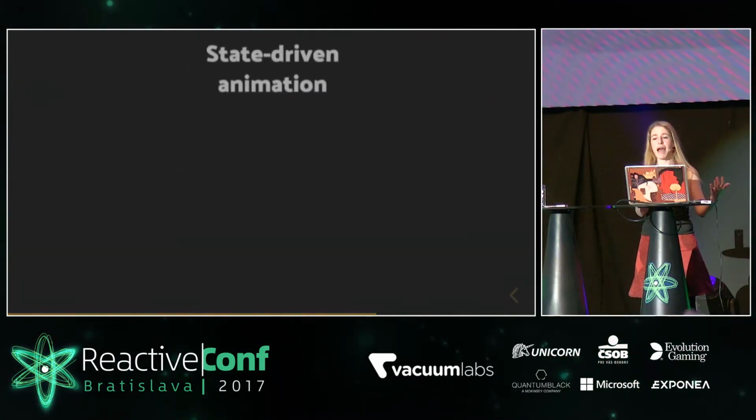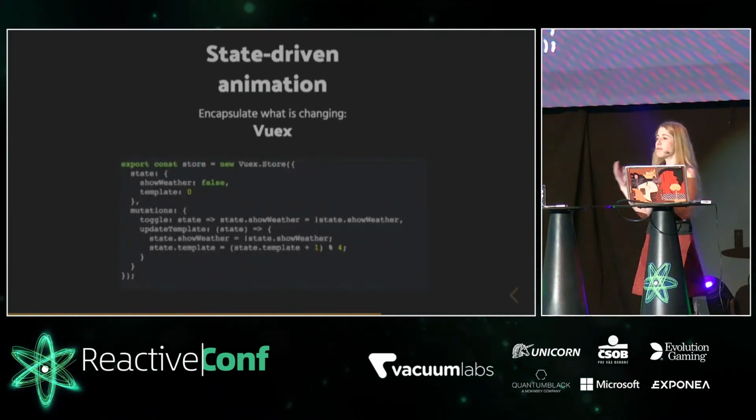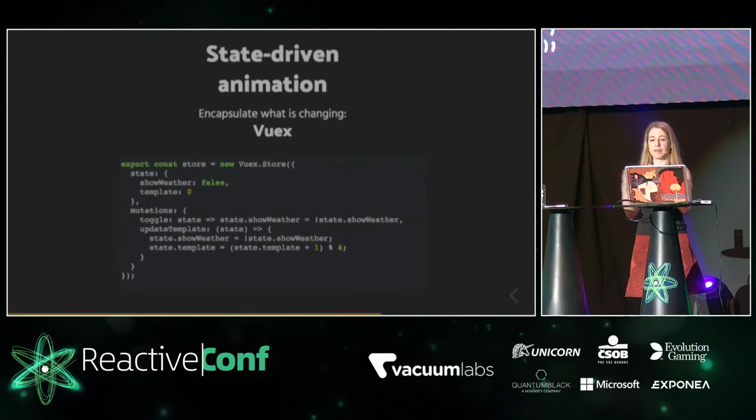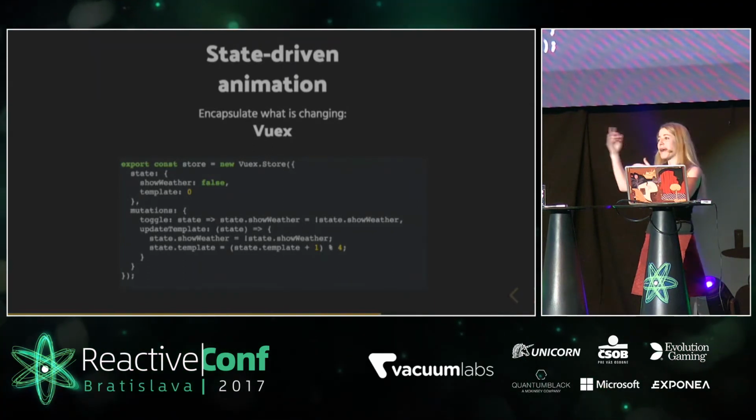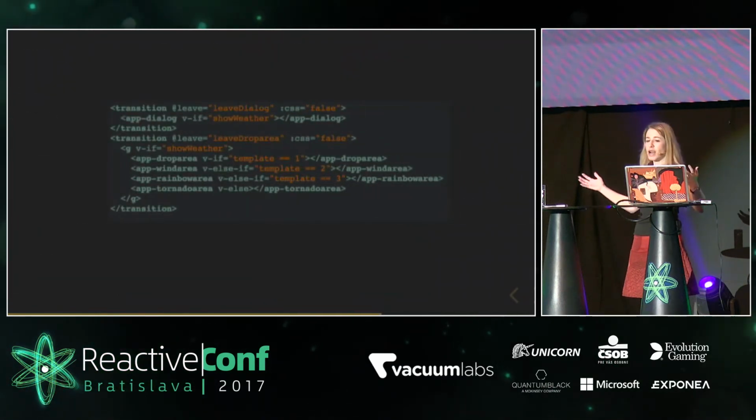So in this example, I'm not even passing state around. I create a central store with Vuex, and in mutations, I number these templates, toggle their visibility, and advance the templates, looping back around when I get to the final one. And this is all inside of one SVG.